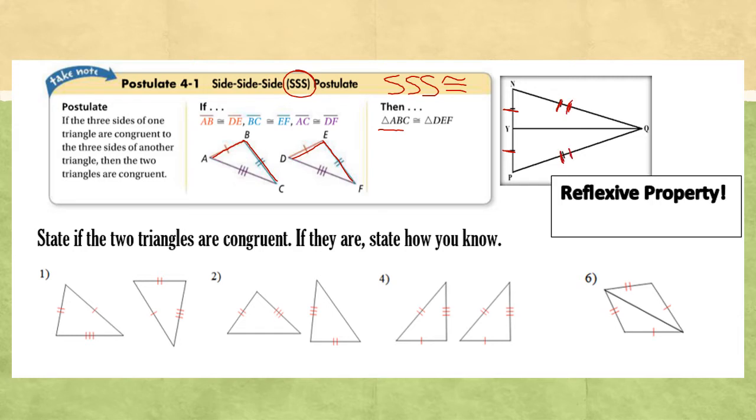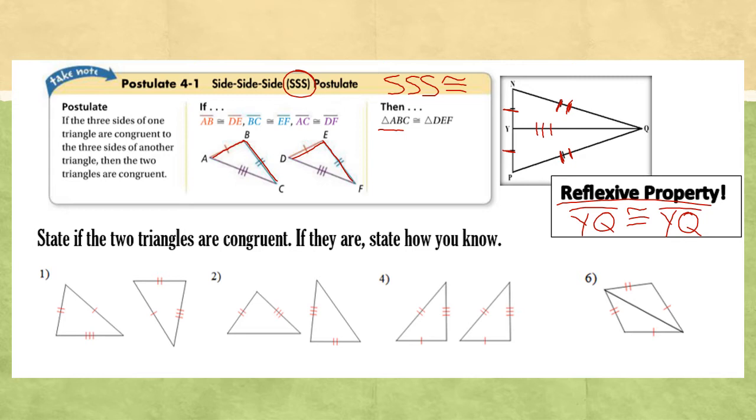We have a double. They're so close together, it's hard to see that it's a double. We have a double here on NQ and QP. All right, and you're going to say, well, okay, that's great, but what about, you just talked about having three sides marked. Well, they actually share this side, YQ. And so you can actually say that YQ is congruent to YQ by the reflexive property.